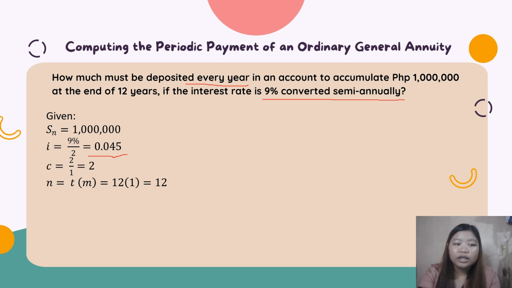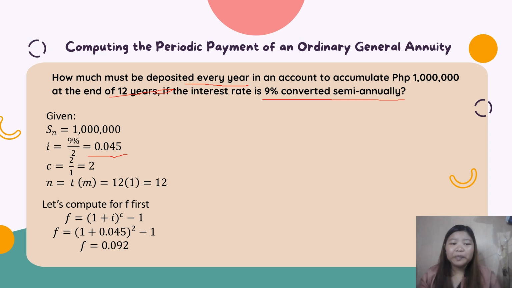So we have 1, then 2 divided by 1, which is equal to 2. Then for our N, we have 12 times 1 because 12 is the 12 years and 1 is the payment every year, or he will pay every year. So 12 times 1 is equal to 12. R is the missing here. So second is we will compute for our F.